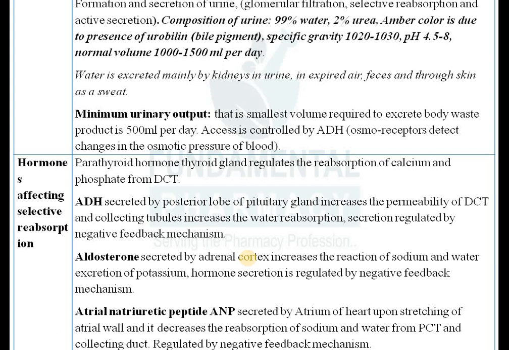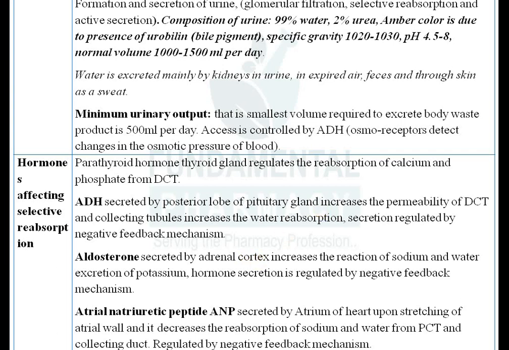तो aldosterone अगर secrete होगा तो सोडियम का रिटेंशन हो जाएगा, वाटर का रिटेंशन हो जाएगा, मतलब यूरिन कॉन्सेंट्रेट हो जाएगा, ब्लड का वॉल्यूम बढ़ जाएगा, मतलब यूरिन फॉर्मेशन कम होगा. ठीक है, पोटेशियम का एक्सक्रीशन होगा. अगेन दिस हार्मोन आल्सो रेगुलेटेड बाय नेगेटिव फीडबैक मैकेनिज्म.